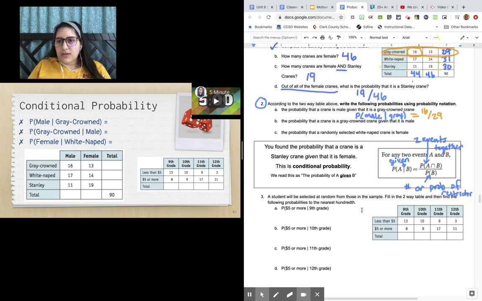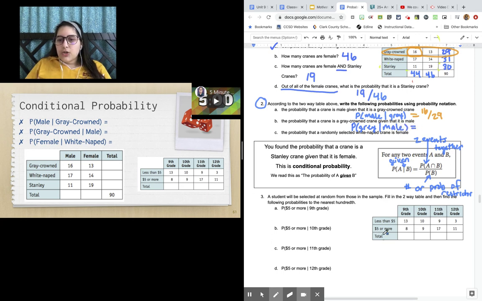Sorry, this is doing some weirdness. Okay, the second part says, let's switch it now. So this is: what's the probability that I get a gray crowned crane given that it's male? It's the same two categories, but I'm going to switch them. So what's the probability that I get a gray crowned crane given that I already know that it's male?